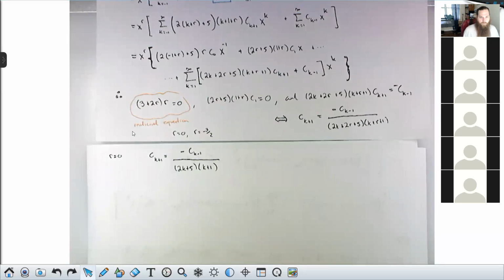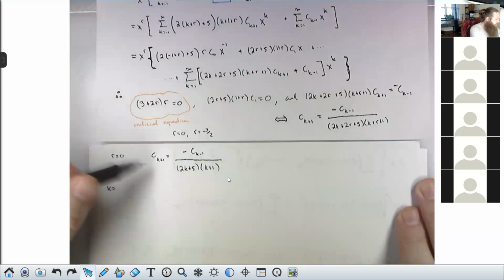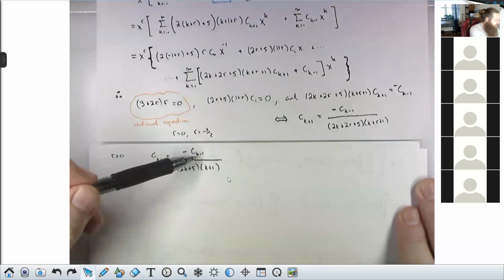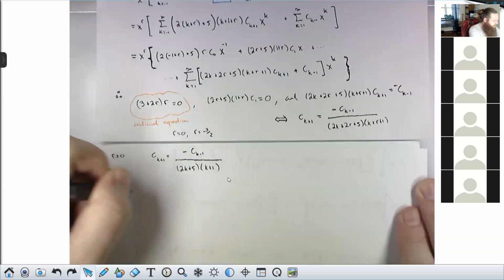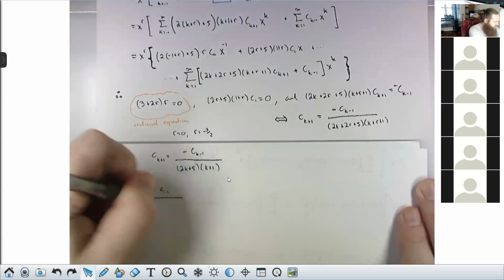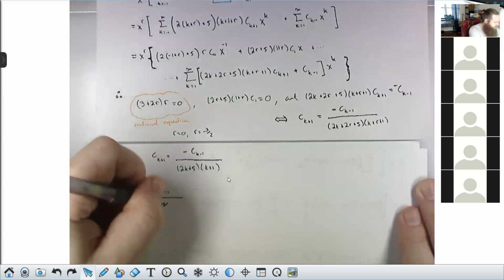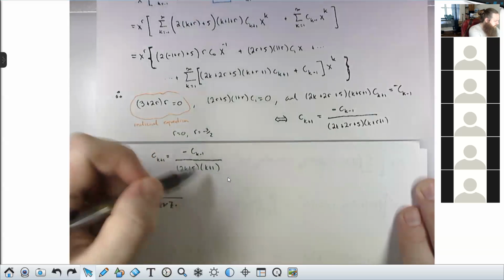Okay. So taking r to be 0, we get this. And then I can start plugging in some k's. If I plug in k equals 0 here, I get c_1. And then over here, I'll get c_{-1}. I don't know anything about the negative indexed values there, but let's just write it down. k equals 0. And let's see, c_1 equals negative c_{-1} over 2 times 0 plus 5, which is 5, times 0 plus 1, which is 1.